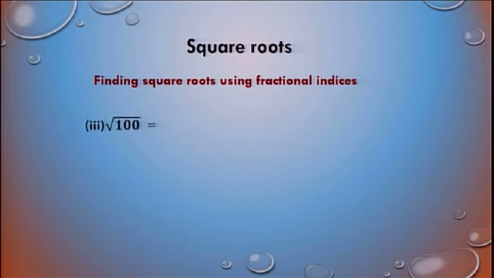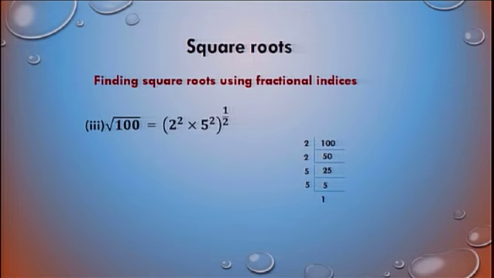Let's take another example, square root of 100. Suppose you do not know how to write 100 in index form. You're going to perform the division. Instead of writing 100 as 2 times 2 times 5 times 5, we can write it as 2 to the power of 2 times 5 to the power of 2.